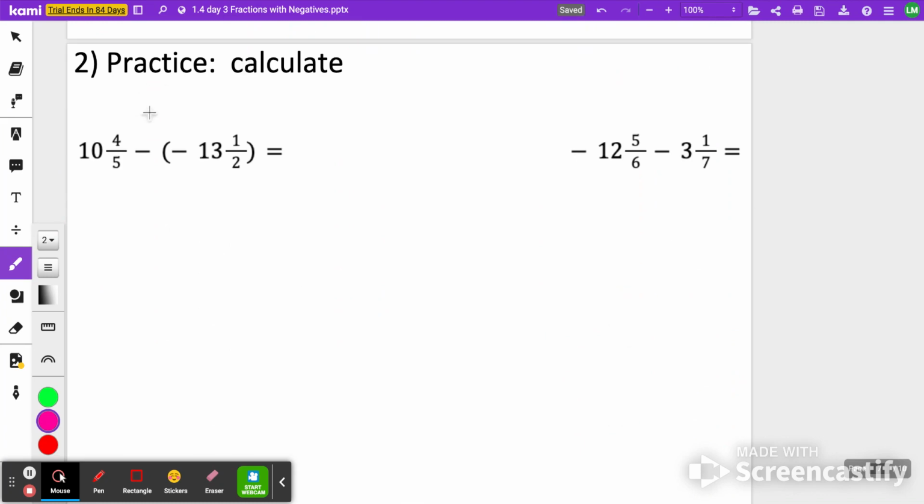Okay, here we go with some additional practicing. Keep in mind though, we have subtractions. We want to show keep, change, change. Anytime we see subtraction, that's what we want to do. We're adding the opposite. Pause the video now, try it on your own. When you're done, click play to check your work.